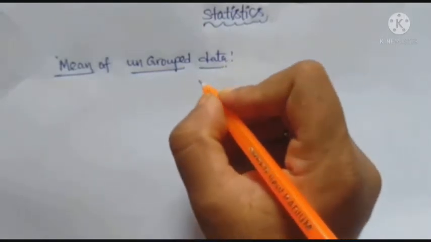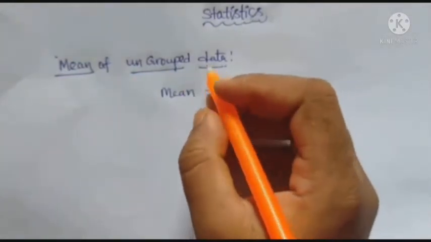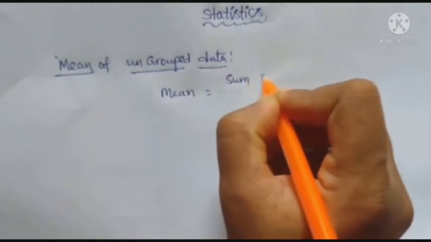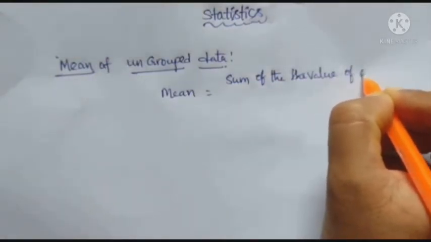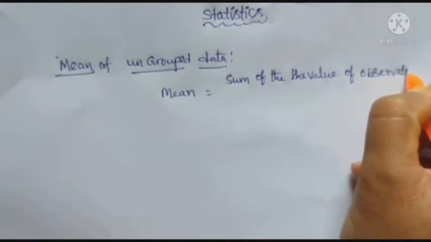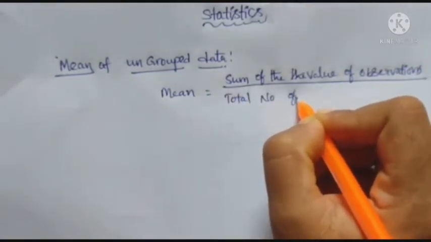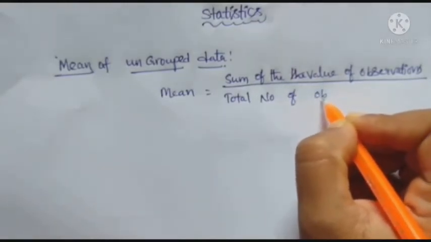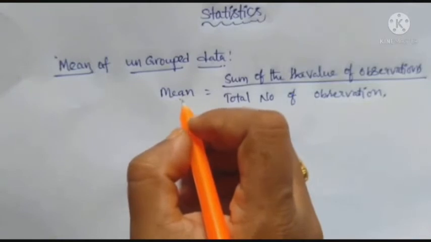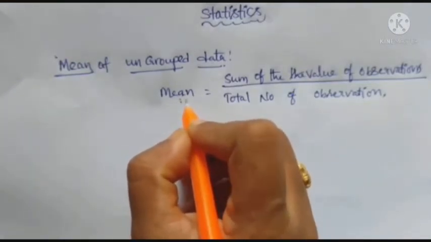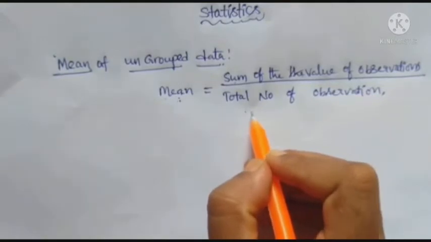We know the mean or average of observations. Mean is equal to the sum of the values of observations divided by the total number of observations. Mean is nothing but average. Already we know, children, what is the average? So mean is equal to the sum of the values of observations by the total number of observations.